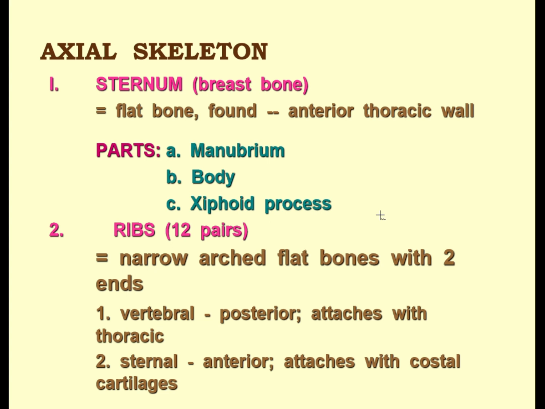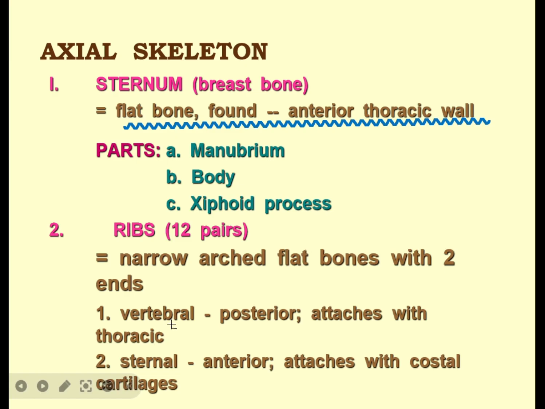Next in the axial skeletal system is the sternum, okay. The sternum is the breastbone. It is a flat bone found in the anterior thoracic wall, right. The parts of the sternum are 3 parts. We have the manubrium, okay, next is the body, and the last is the xiphoid process, okay. So these are the parts of the sternum.